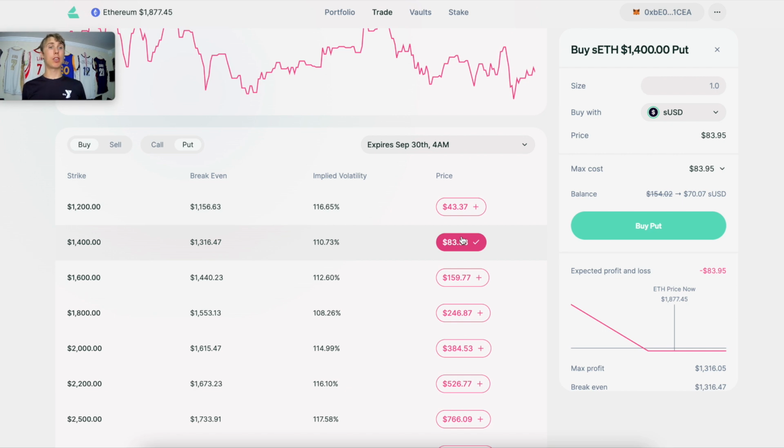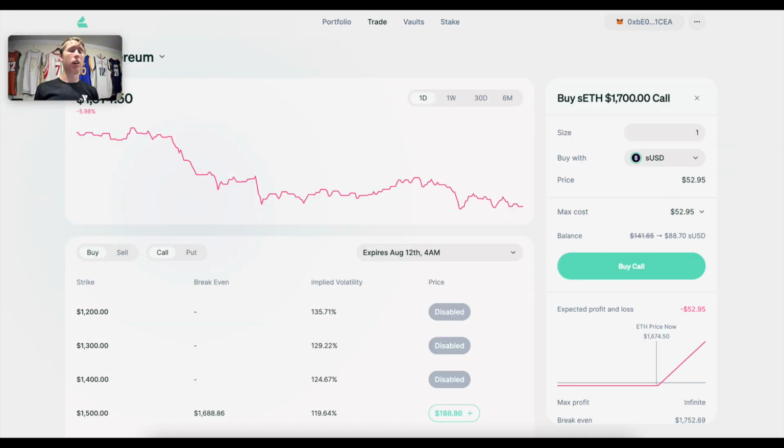Now, let's say, for example, Ethereum starts trading at $1,000. Well, I have the right to trade it at $1,400. I'm going to exercise my option because I get $400 over the asking price. That's kind of the TLDR on Lyra.